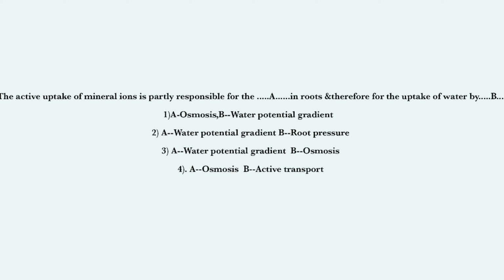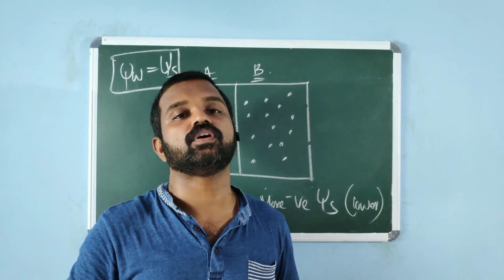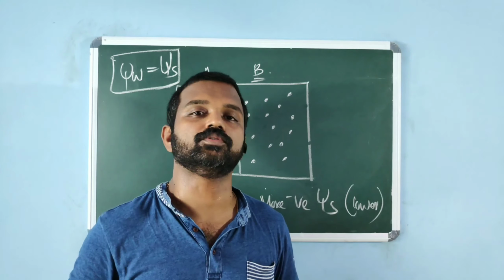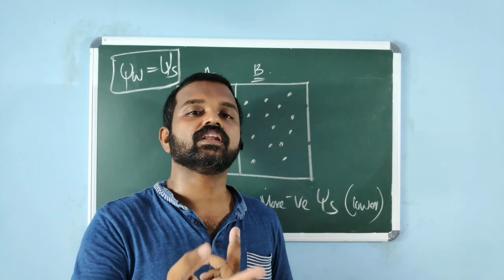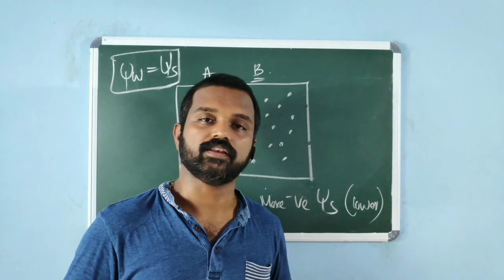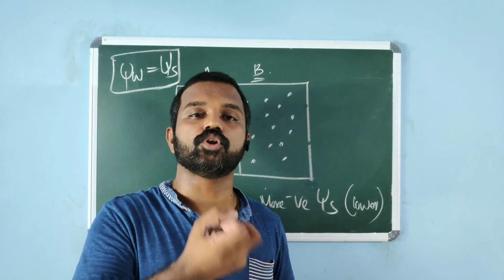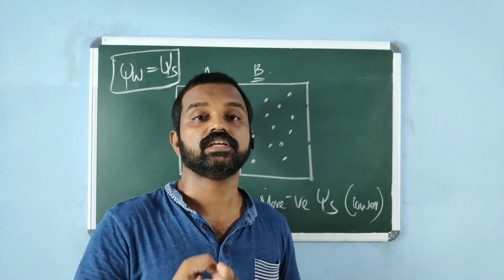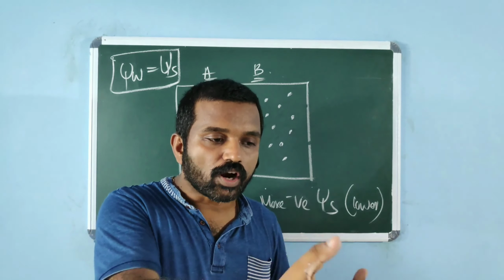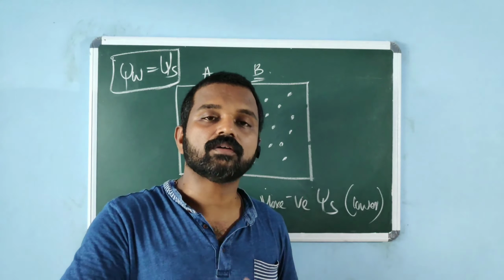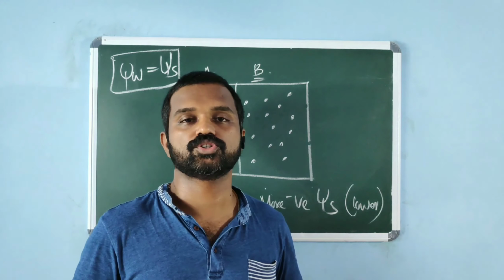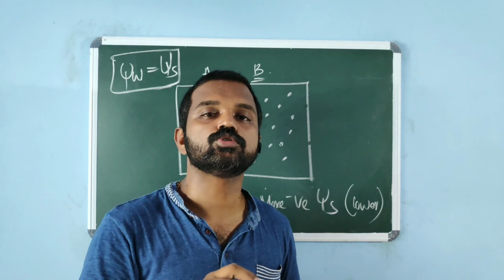The active uptake of mineral ions is partly responsible for dash in roots and therefore for the uptake of water by dash. So during the absorption of water, mineral ions are first absorbed by active transport, which will create a water potential gradient between root and the surrounding soil. Water moves from a region of higher potential to lower potential. So due to the absorption of solute, water potential decreases, becomes lower inside the root. As a result, water flow, that is, water absorption takes place by osmosis. So, water potential gradient, osmosis.